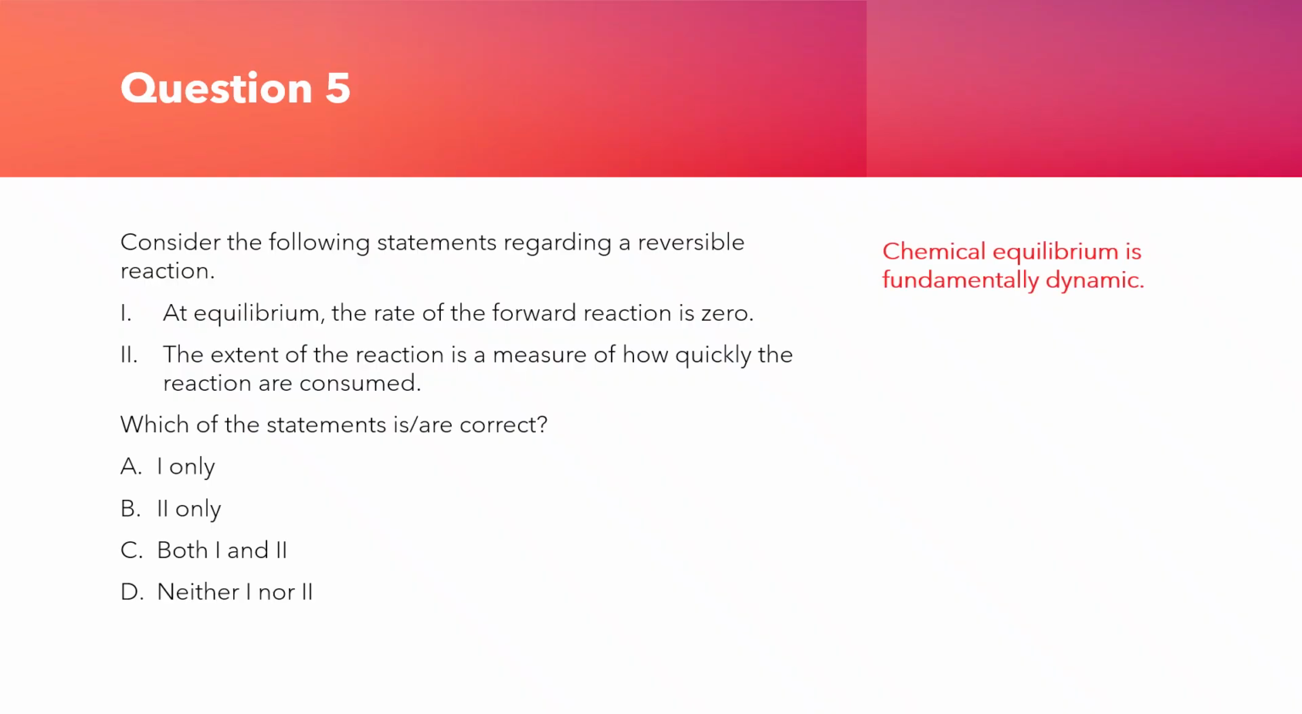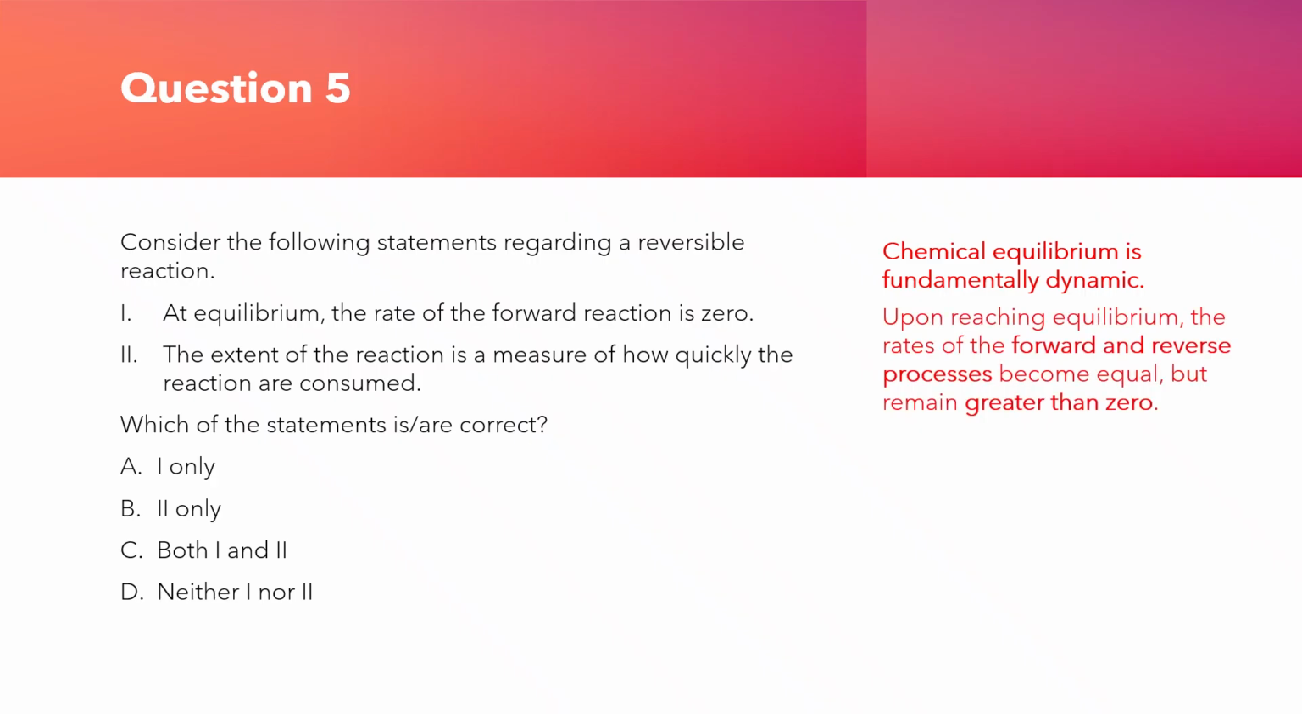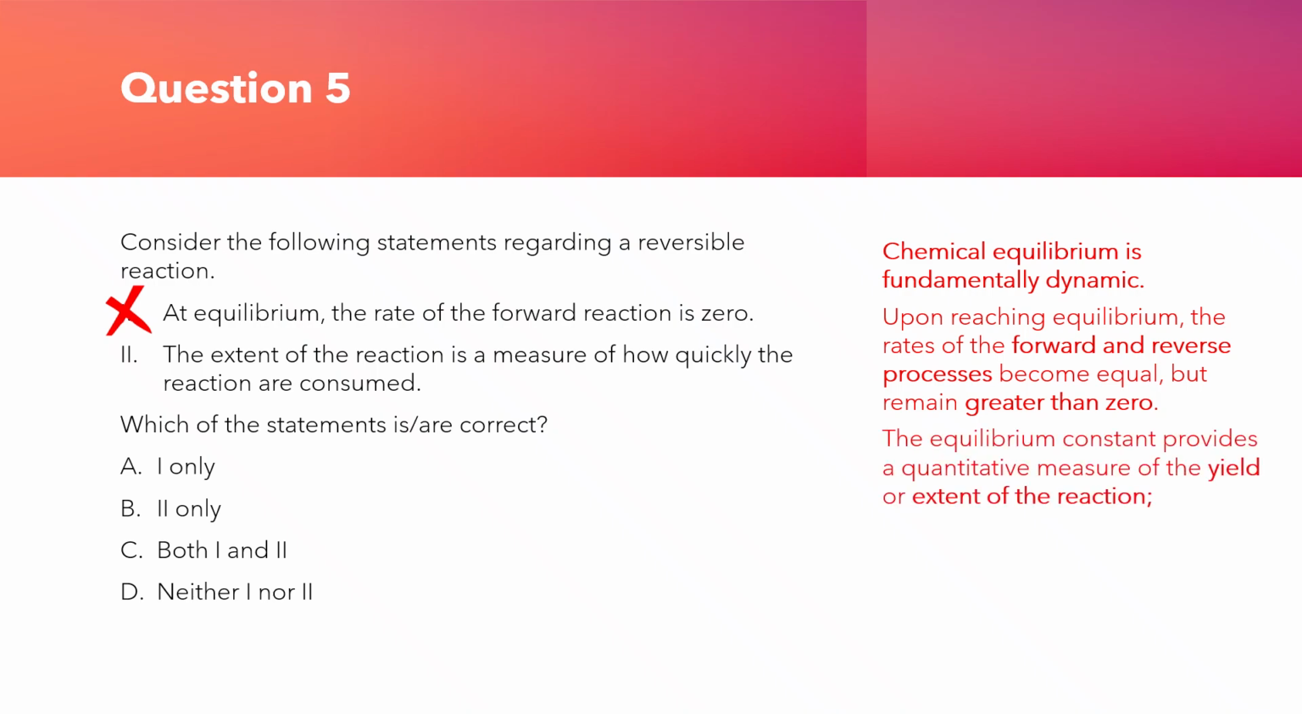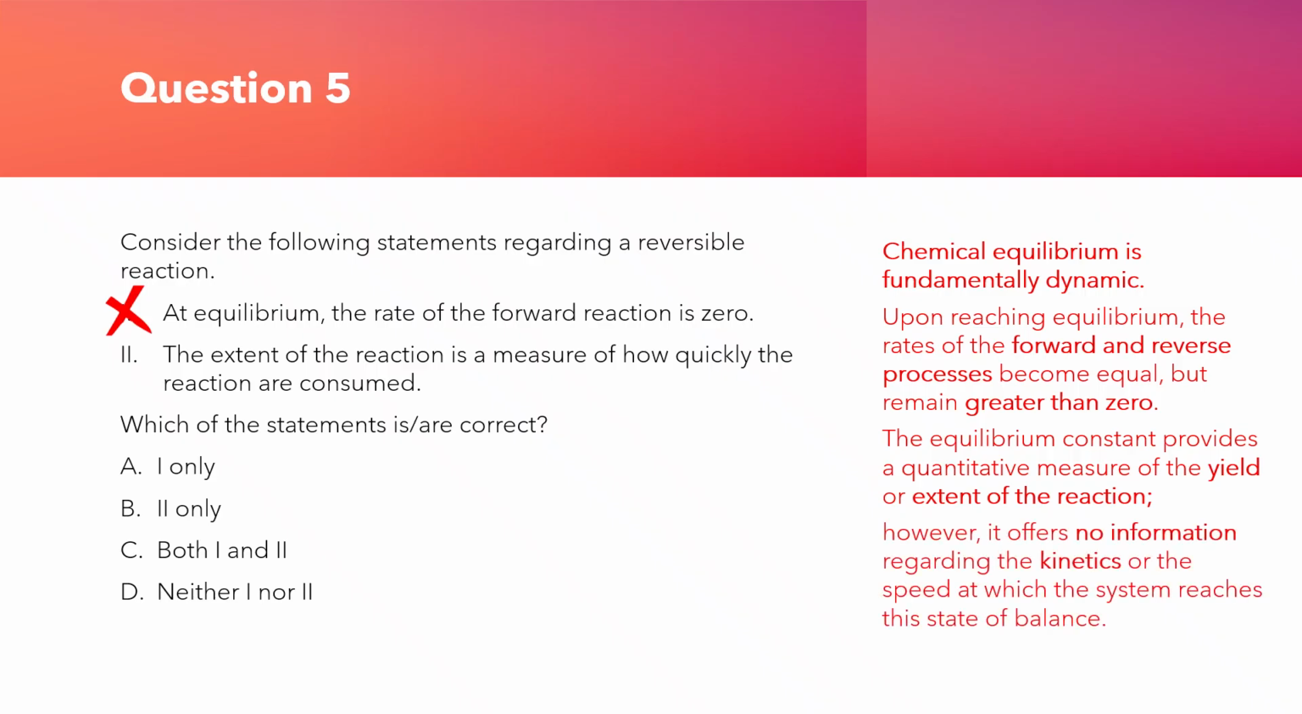Chemical equilibrium is fundamentally dynamic. Upon reaching equilibrium, the rates of the forward and reverse processes become equal, but remain greater than zero. The equilibrium constant provides a quantitative measure of the yield or extent of the reaction. However, it offers no information regarding the kinetics, or the speed at which the system reaches this state of balance.